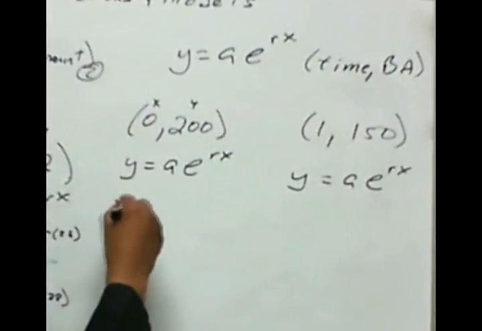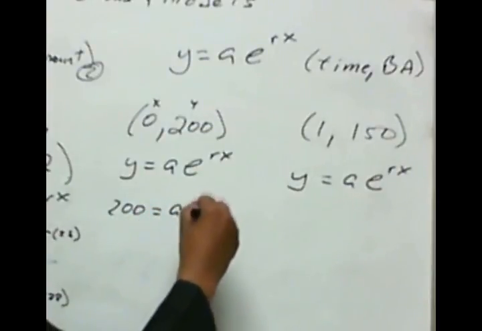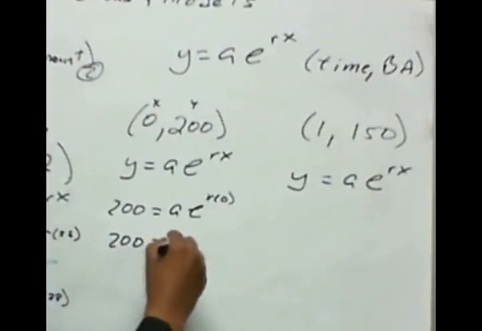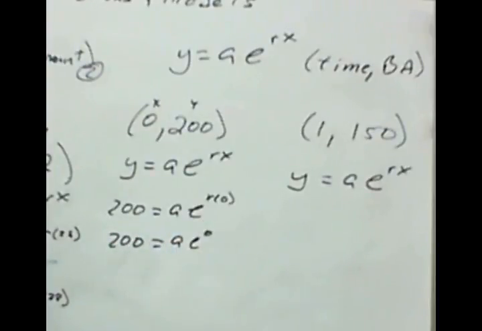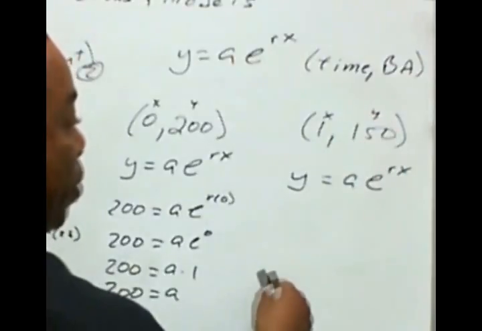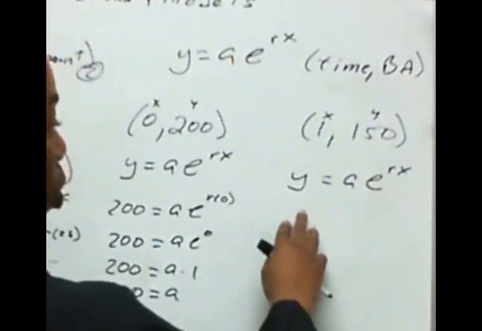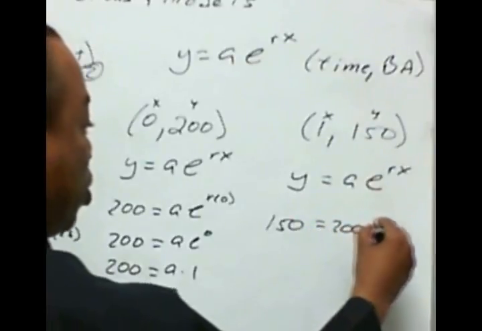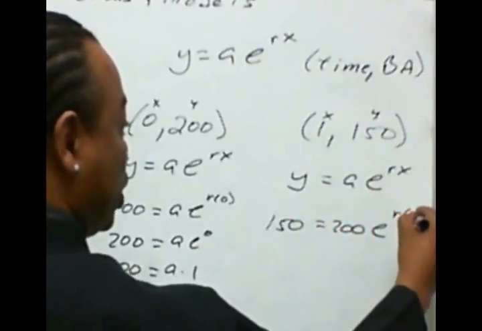So 200 goes here, equals a e to the r times 0 for x, and we get 200 equals a e to the 0. E to the 0 equals 1, and we have that a equals 200. Now we're going to take a equals 200 along with x equals 1 and y equals 150 and put it back into this equation. So this will be 150 equals 200 e to the r times 1.